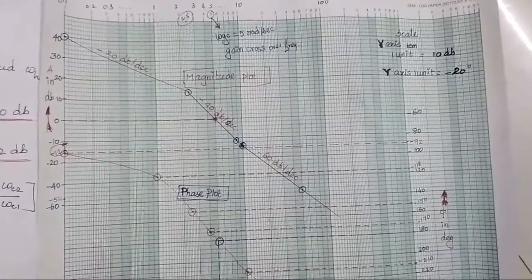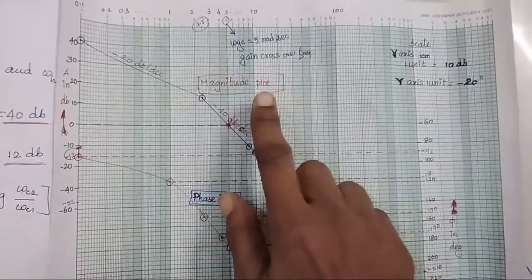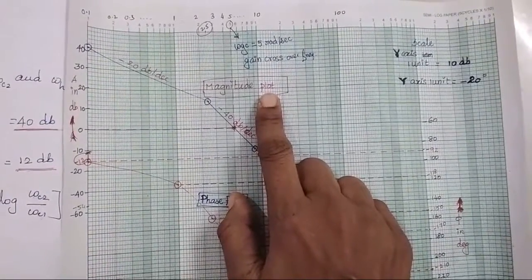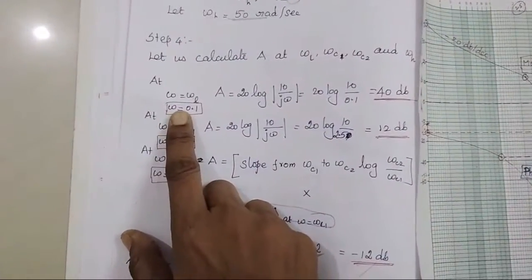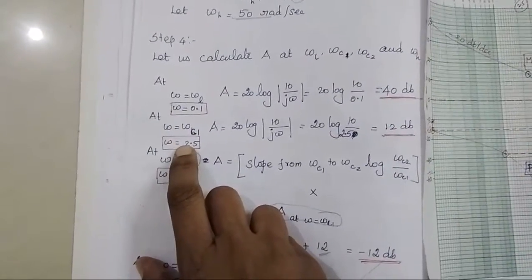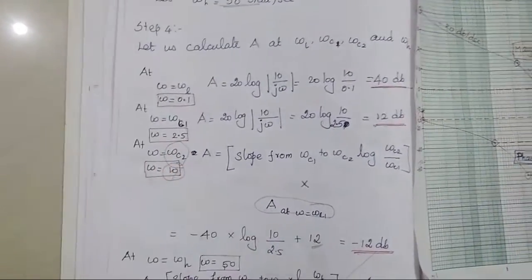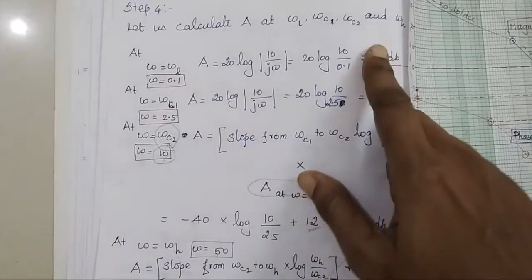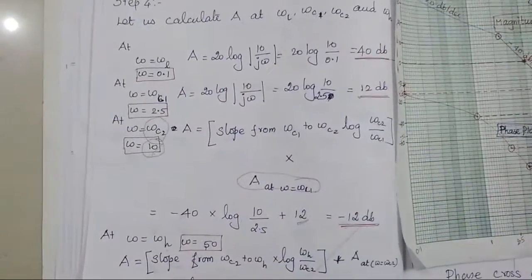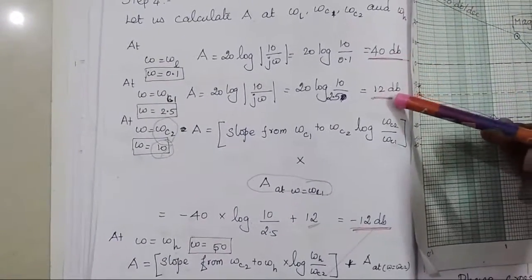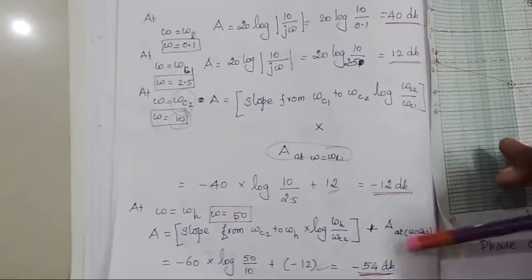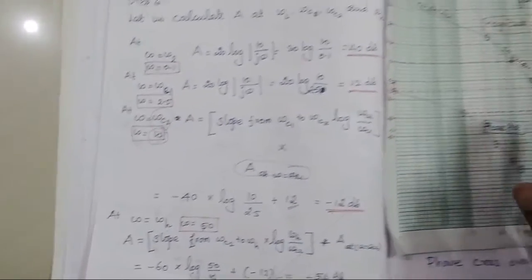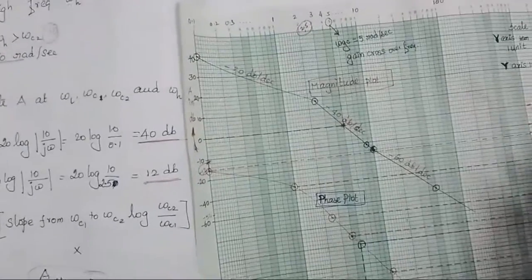Now I will explain how to draw the magnitude plot, first plot. So what we have are 4 frequencies, omega L, omega C1, omega C2 and omega H, and correspondingly the values of gains. So all these 4 points we need to plot in a magnitude plot.